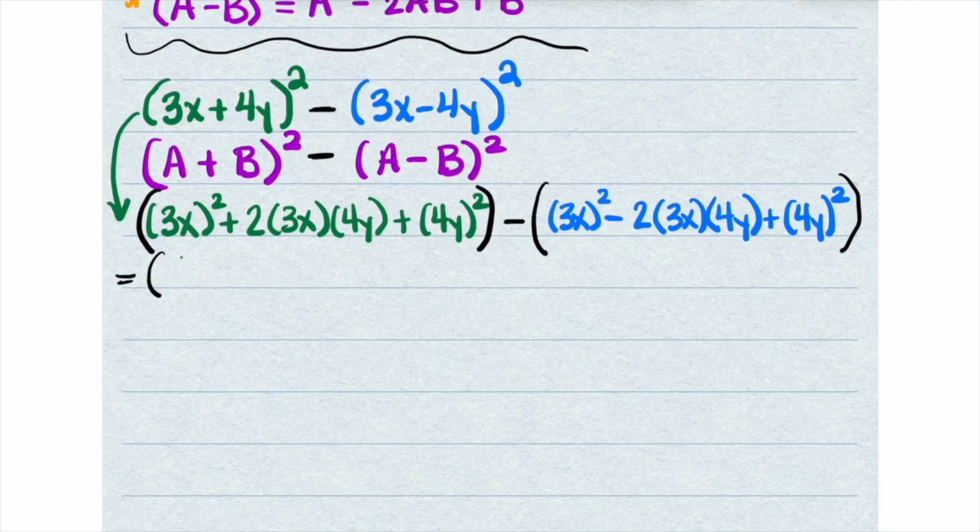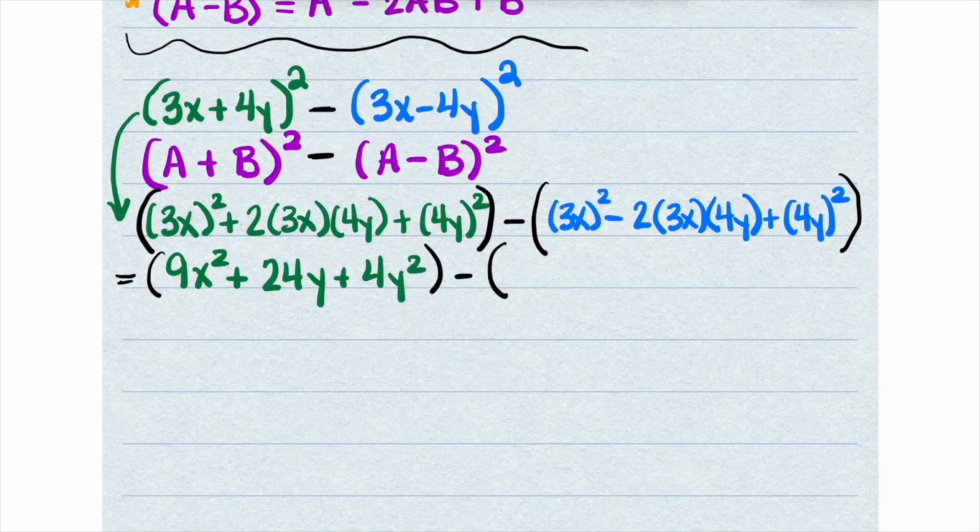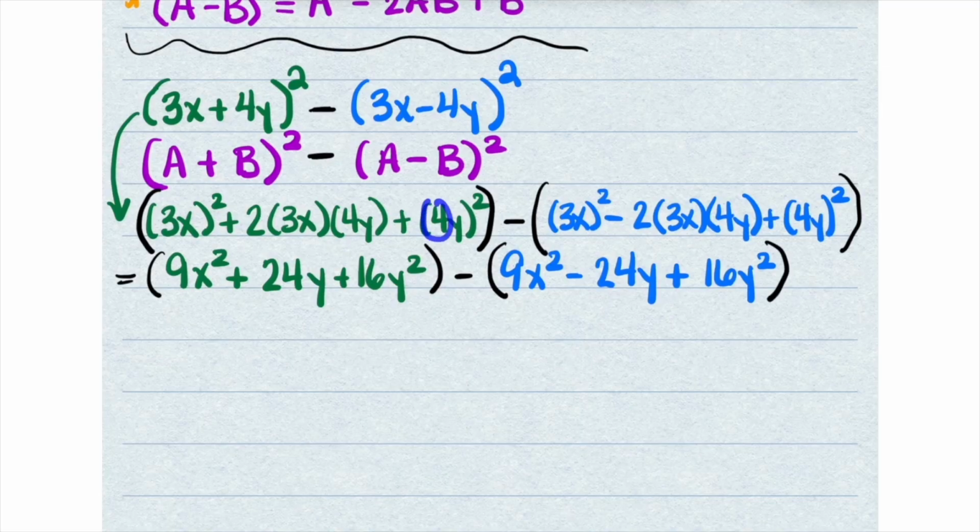Okay, so then that's 9x squared plus 6 times 4, 24y plus 4y squared minus 9x squared minus 24y, 16y squared. I paused because y'all know that ain't right. That wasn't right. Now it's right. You gotta square the number and the term, right?